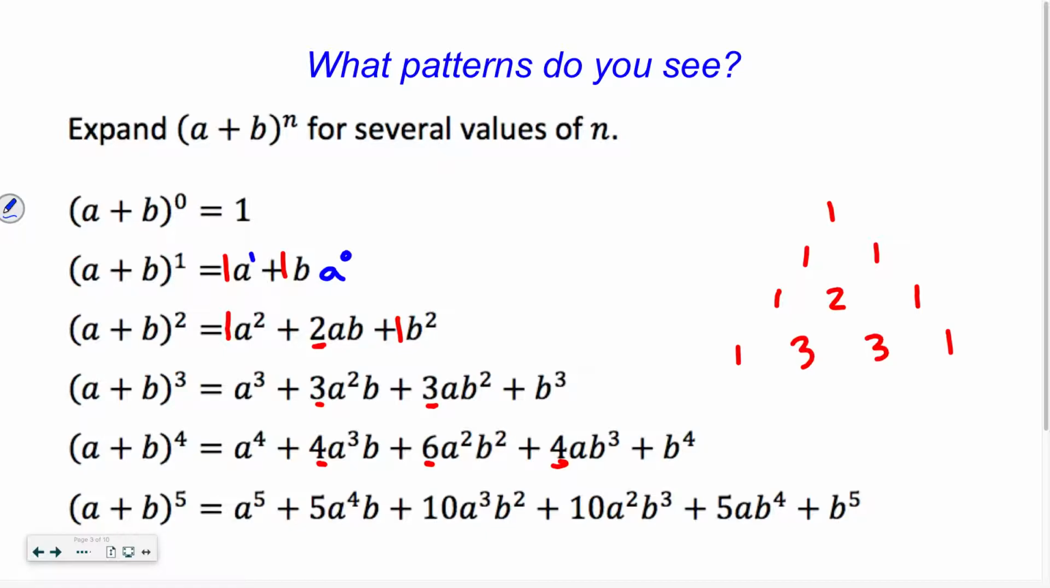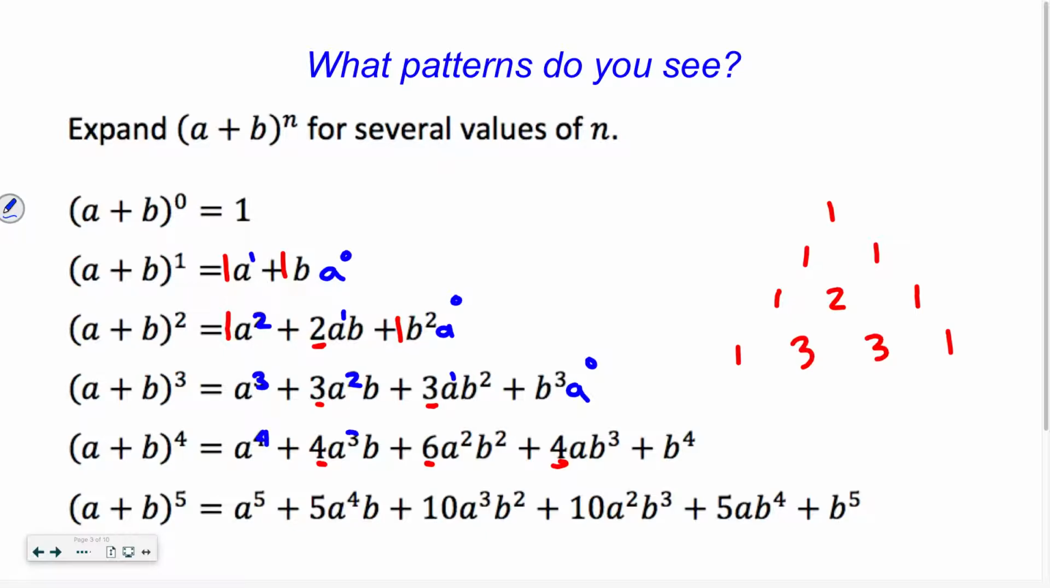So then you look at the next line. It's a squared, a to the first, and a to the 0. And then it's a cubed, a squared, a to the first, and a to the 0.